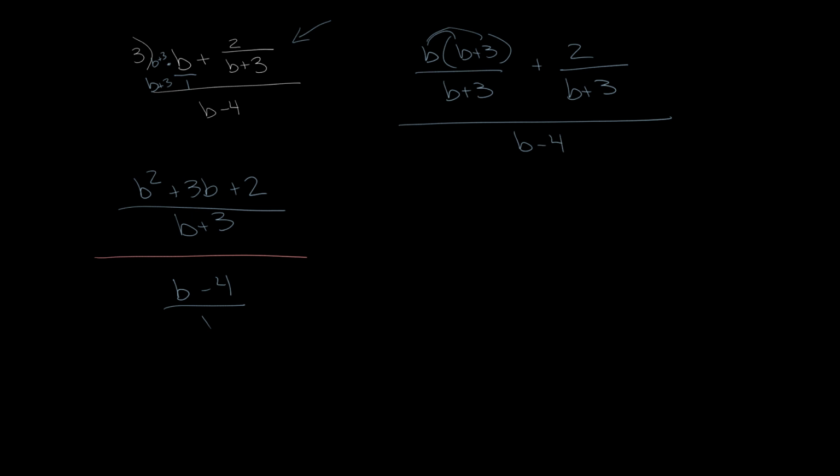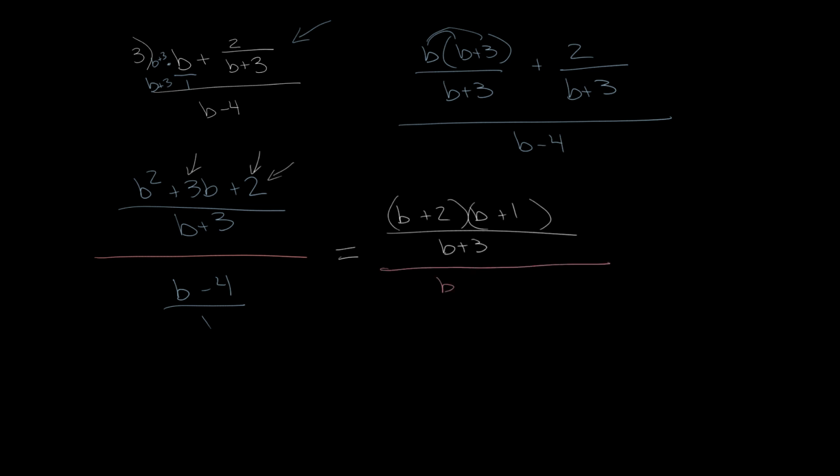Okay, now the next step that I'm going to do is I'm going to factor this numerator because I've got a lot going on right there. So I'm going to say, what times what gives me b squared? B times b. What times what gives me 2, that adds together to give me 3? A 2 and a 1. And then I'm going to keep it over the b plus 3. And that's over this b minus 4 over 1.